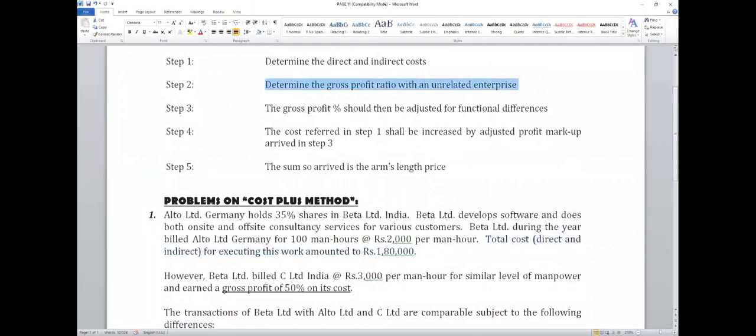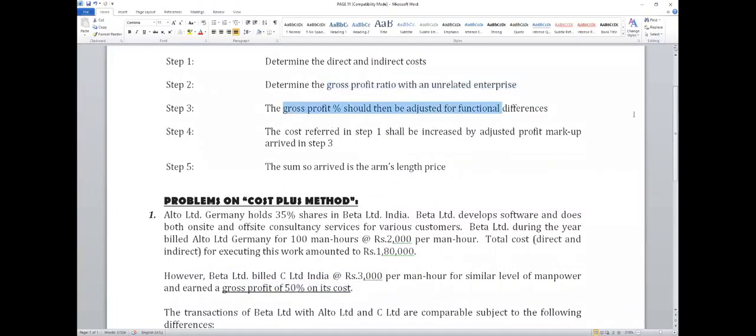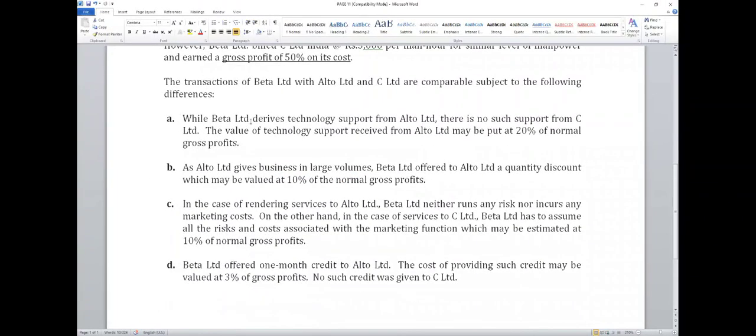Determine the GP ratio with an unrelated enterprise. C Limited தான unrelated enterprise 50%. The 50% should then be adjusted for functional differences. 20% of normal GP 10, larger volumes discount 10, 5, marketing and risk associated 10% na 5, and this will increase your GP margin because you are receiving immediate payment from unrelated party.